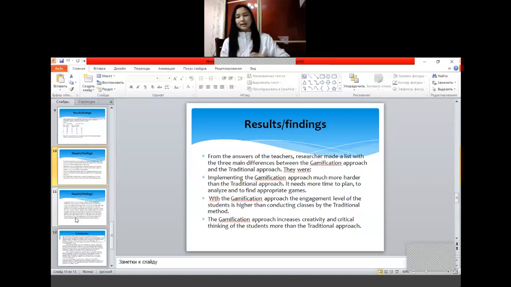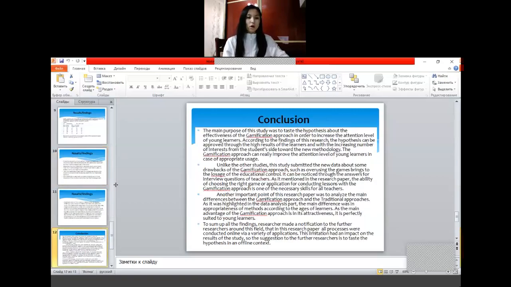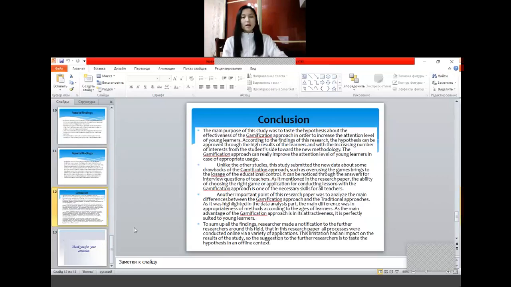So we can see that the gamification approach helps to increase not only the attention level and the engagement level, but also creativity and critical thinking. So, let's talk about the conclusion. As you can see, our main questions were answered. We investigated the differences. We found the more important, more useful methodology in order to improve young learners' attention. This is the gamification approach.